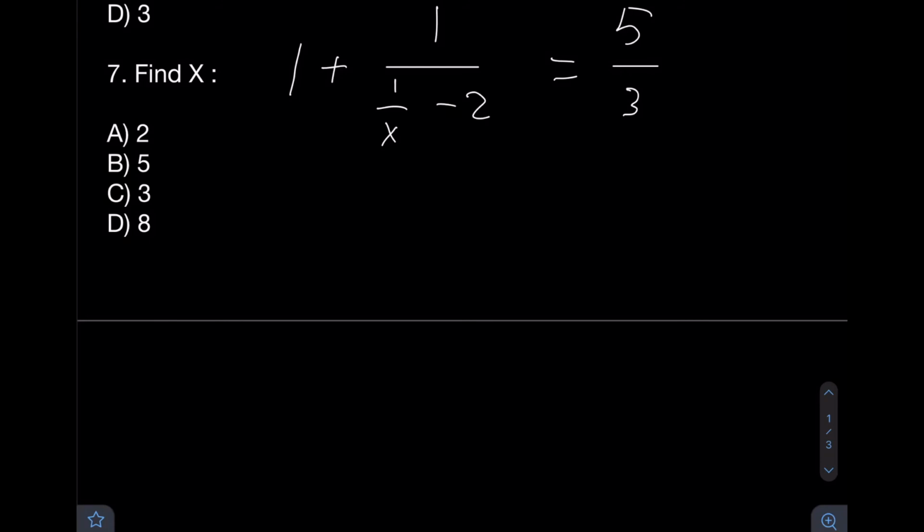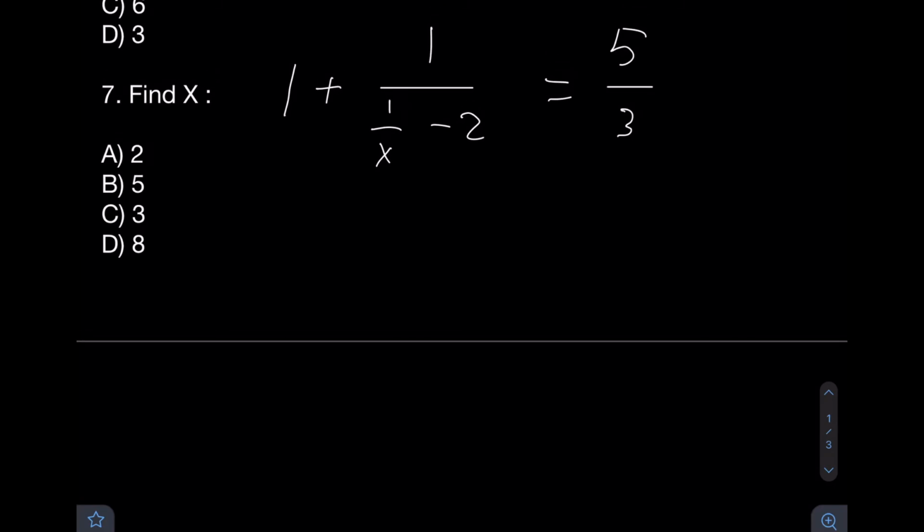All right, so without further ado, let's get into this question. 1 plus 1 over 1 over x minus 2 is equal to 5 over 3. Find x. We need to know what this x is. Now the goal of this question is solely to make you scared, to make you feel like it's too much, and then you just look for the other question. However, it shouldn't scare you. Why is that? Because we just need to solve for x, and this should be really simple.